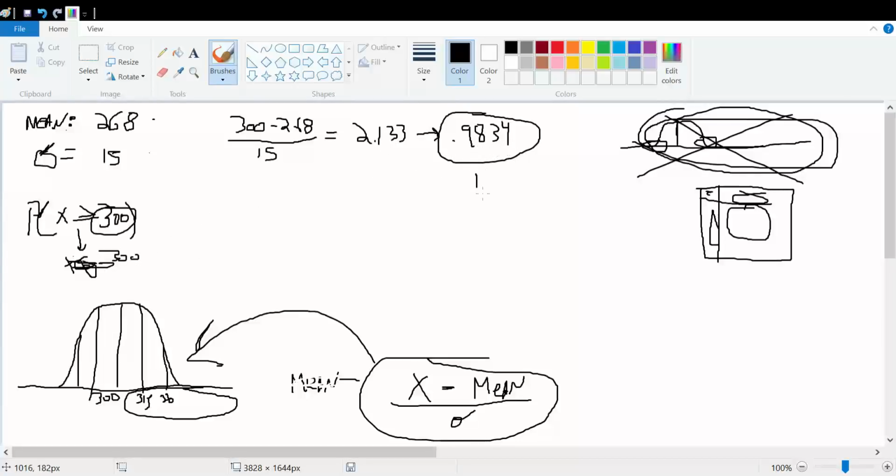So how do we do that? This is the probability that it will be less than, but we want greater than. If it's not less than, then it's greater than. So all we do is subtract it from 1. 1 minus 0.9834 gives us 0.0166, and that is a 1.6% chance of having a pregnancy lasting 300 or more days.